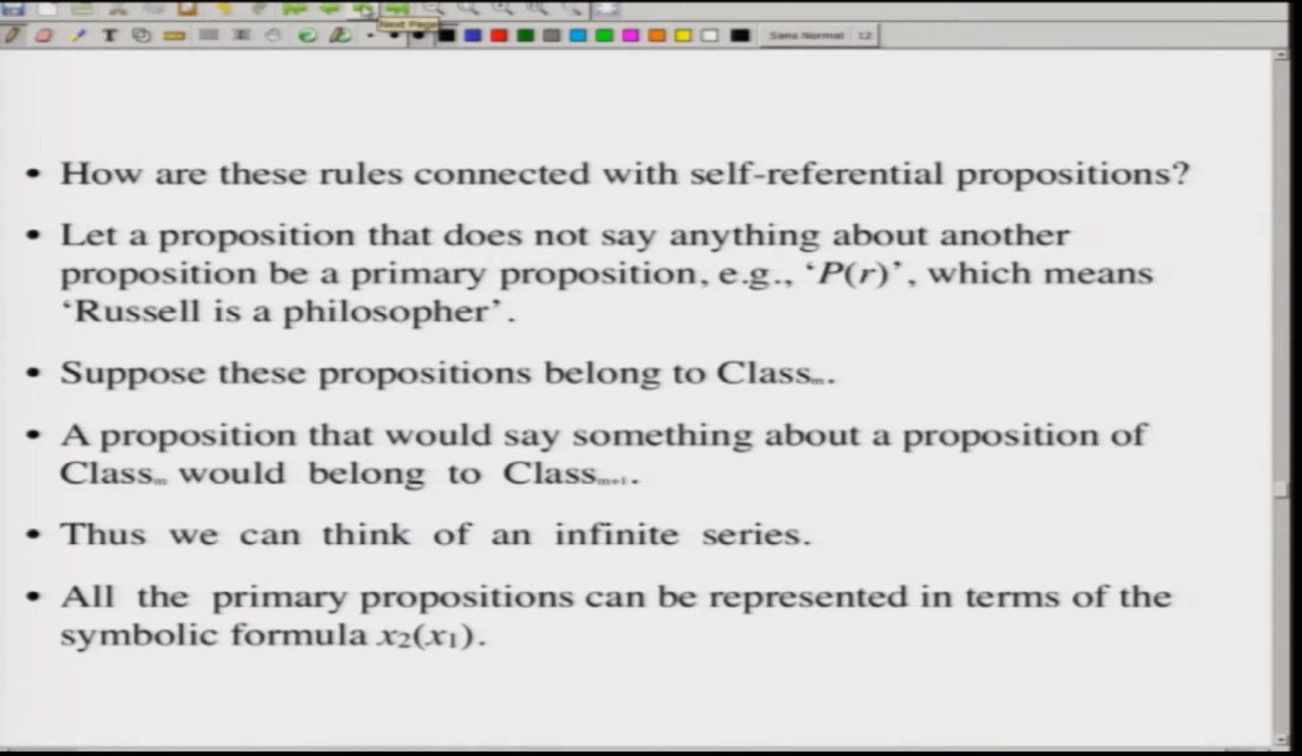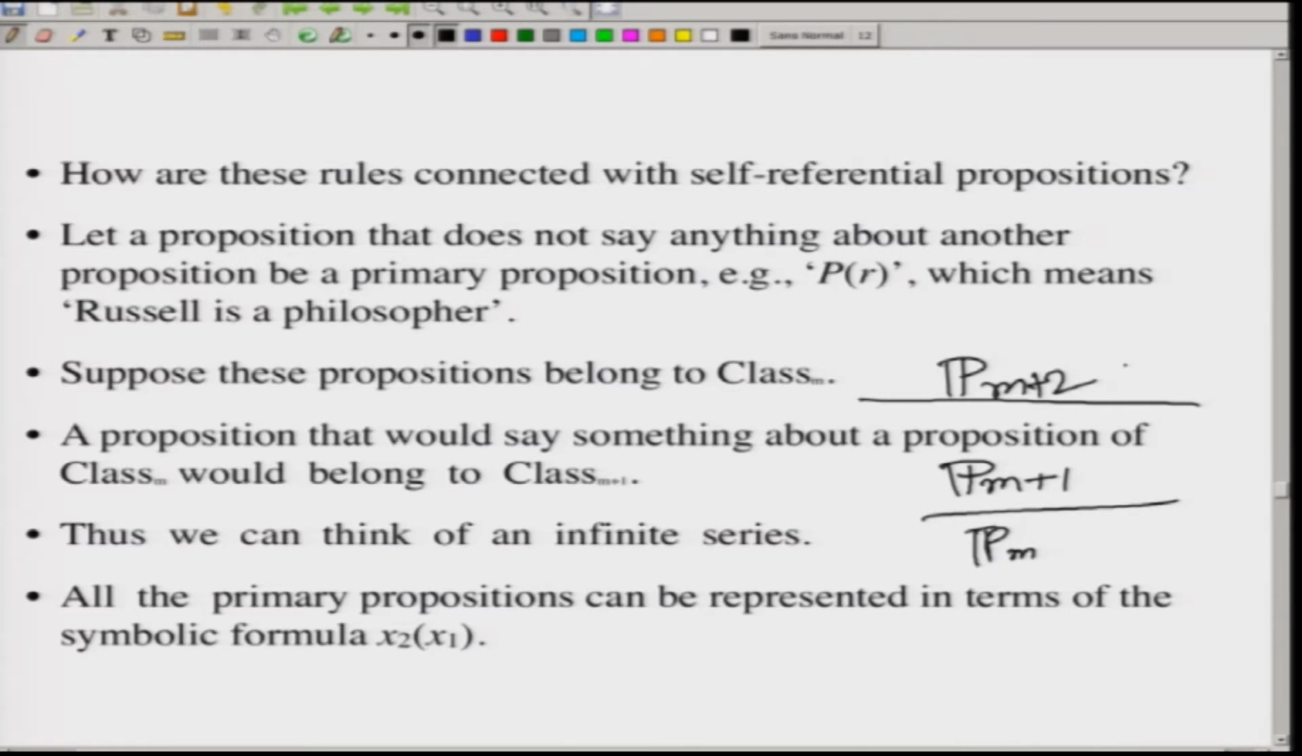Thus, we can think of an infinite series. Propositions of class M, then the next level will be propositions of class M plus 1, and then the next level will be propositions of class M plus 2, and so on. So this is how we can think of an infinite series. All the primary propositions can be represented in terms of the symbolic formula x2 x1. So, what is a primary proposition? It can be interpreted as x2 x1. So, what will come under this?